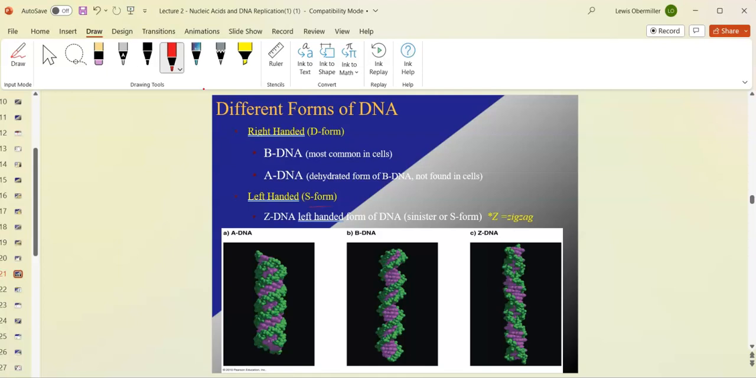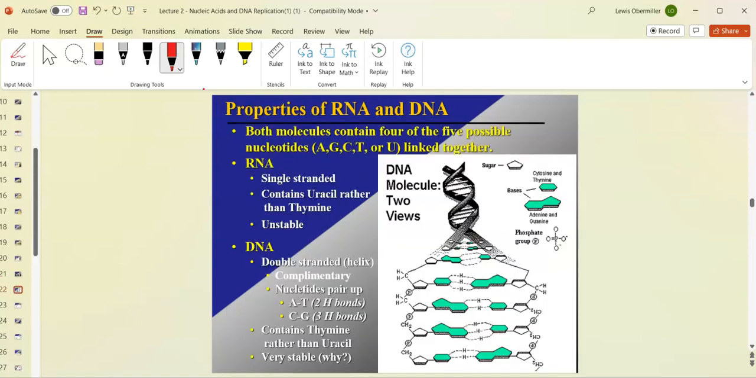Anyway, so we have the S or left-handed form of DNA, D for dexter, the right-handed form of DNA. Z-DNA is an interesting left-handed form of DNA. It creates a zigzag structure, that's what Z stands for. This does occur occasionally in living cells, but we're not 100% sure what its function is, but it does seem to have a unique property. So that's why I mention it. I'm not going to test you on that, so you don't really need to know that. I'm just telling you there's different forms of DNA.